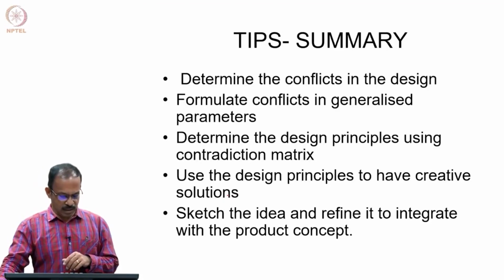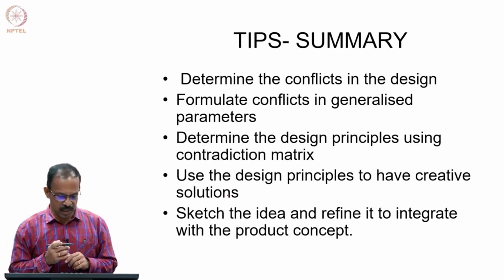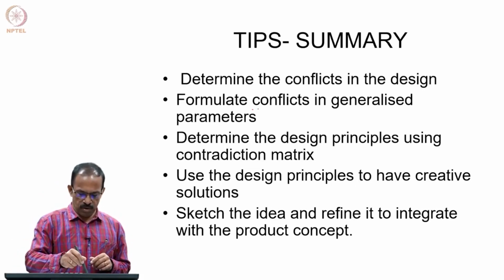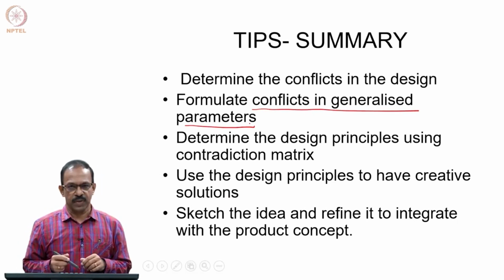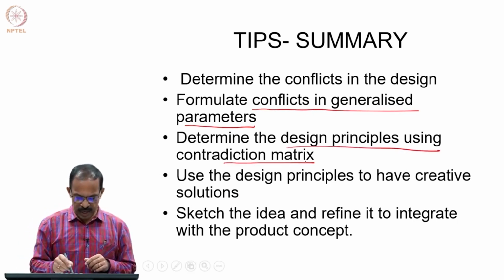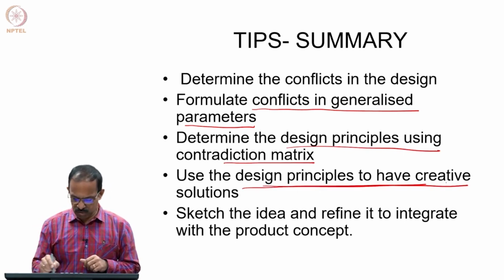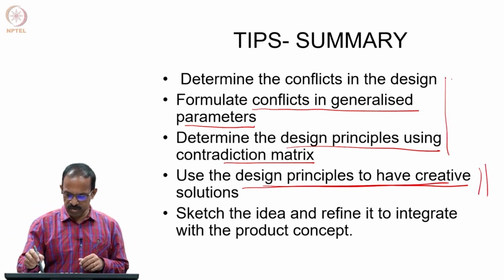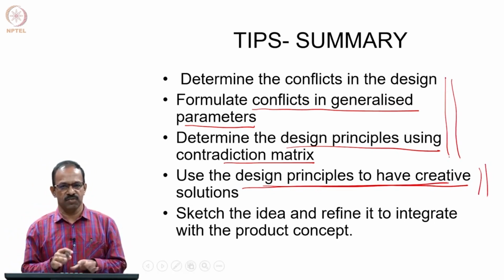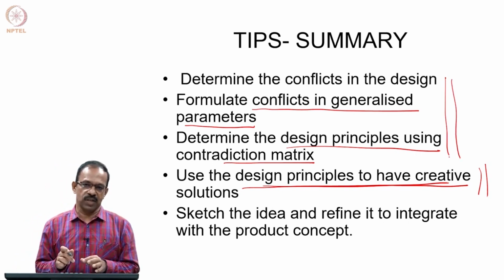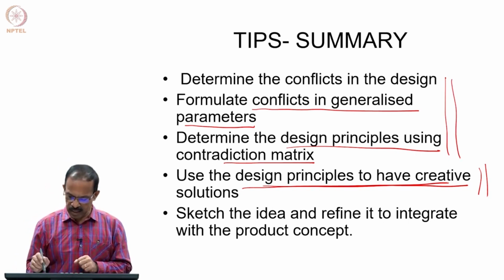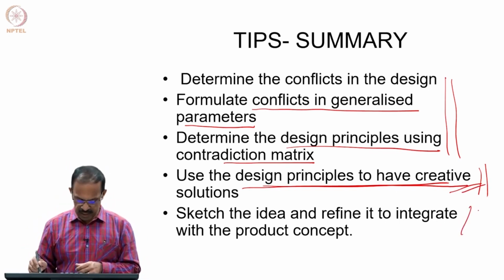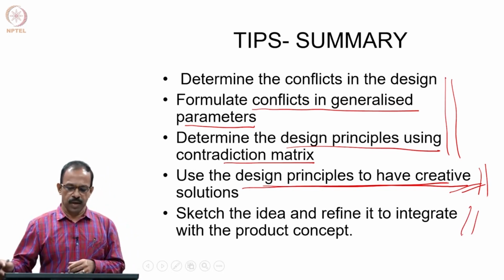So, I will summarize the tips and then give one example of how it is used in a practical scenario. Determine the conflicts in the design, formulate conflicts in generalized parameters, determine the design principles using the contradiction matrix, and use the design principles to arrive at a creative solution. This is where the designer's role comes into the picture, because up to here you can use the contradiction matrix to find the design principle, but how to use the design principle and how the solution is arrived at depends on the designer. So, creative design, then sketch the idea and refine it to integrate the product concept. This is the tips summary.